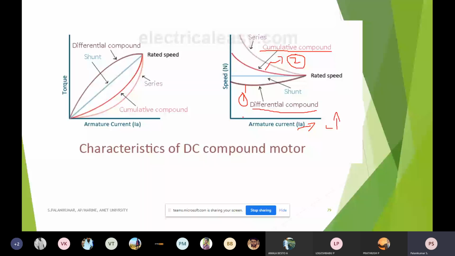So in a differential compound configuration, my motor exhibits totally different characteristics. Whenever the armature current is increasing, the speed keeps on increasing. So we can see that when the load is increasing, the speed also increases. But of course, it has a lot of limitations. We cannot have more load, so there is a possibility of entering into runaway speed. Many other electrical reasons are there.